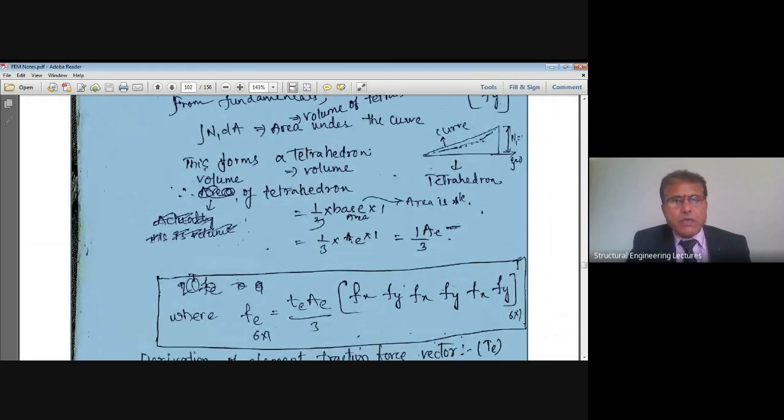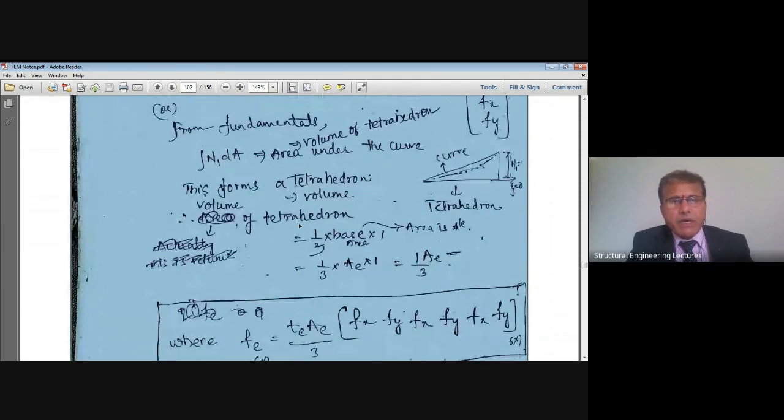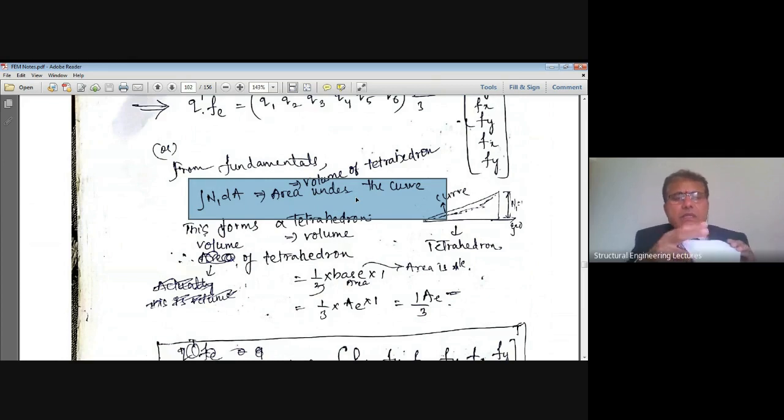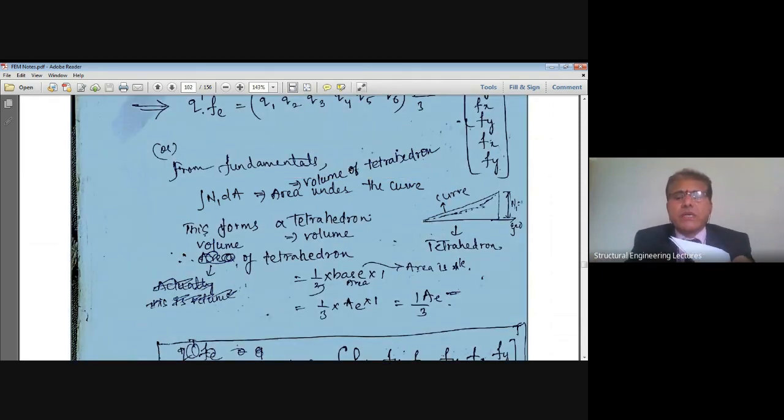That is how the element body force vector is obtained. Alternatively, from the fundamentals, integration of N1 dA means nothing but the area under this shape function N1, which has one unit ordinate for N1 equal to 1, right? There is an area under this N1 curve. If I integrate, therefore, now you will get the volume of this tetrahedron. Volume of this tetrahedron. Okay?